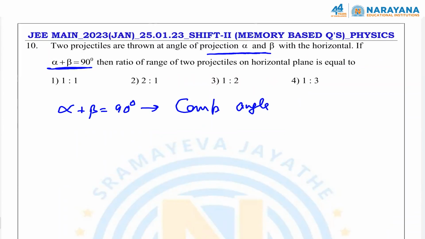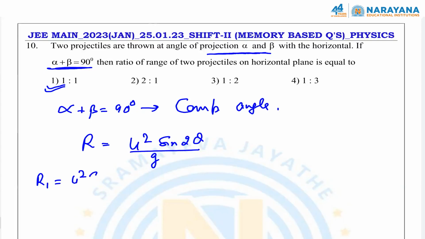And we remember that for complementary angles, range is the same. If you don't remember, let's look at the formula. So R is u square sine 2 theta over g. So first we are projecting it at angle alpha, so sine 2 alpha over g.